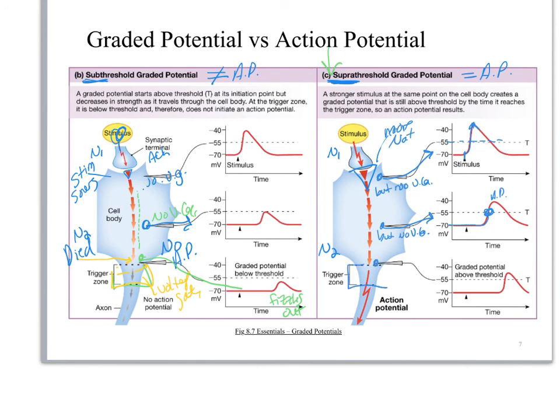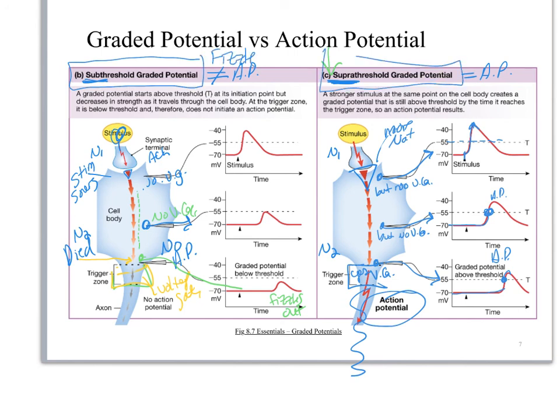Now I'm going to get down to here. This is my trigger zone. There are voltage gates. So we're going to come over here and look at the graph. Here it is. Oh my gosh, I get above negative 55 and I get an action potential. So now I've got an action potential that is going to go down the axon. I really like this picture. I think it's a really good way of representing how a graded potential can fizzle or a graded potential can start an action potential. Okay, I think that's very clever of them.